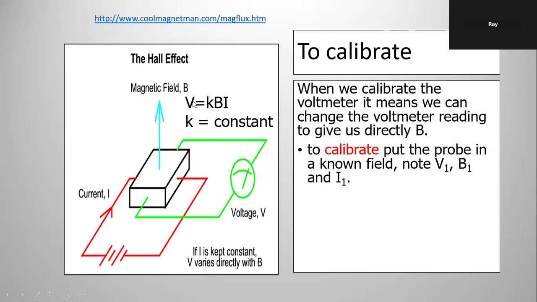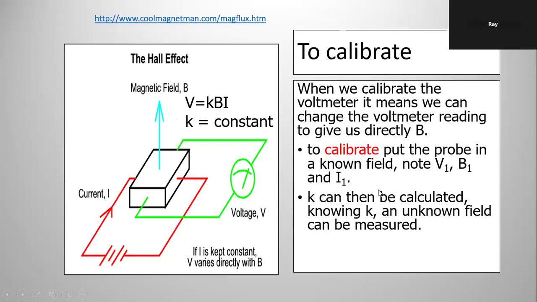And we note the V1. We know V1 for the known field, and we know the current, with an ammeter in the circuit. Then we can find K. V known, B known, I known, so K can be found. Then we have this formula. Either we convert, or we make a scale for B on the voltmeter.